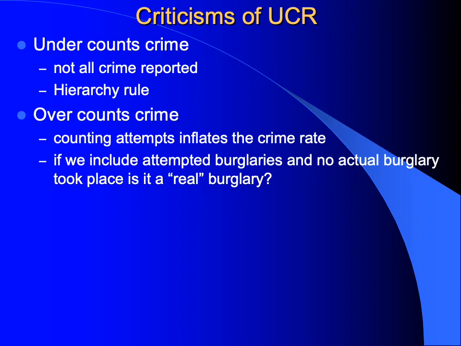I don't know what proportion of crime occurs in a multi-crime event, meaning more than one Part 1 offense occurs at the same time. But since they don't count them all, they're missing at least some proportion of crime that goes unrecorded, even though it's reported. So the hierarchy rule is another reason why it really does undercount crime. The "too much" one is a little bit more subtle.